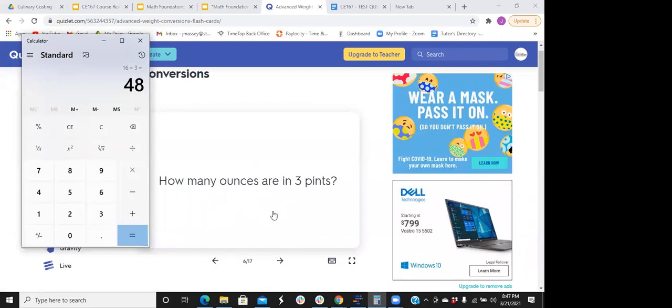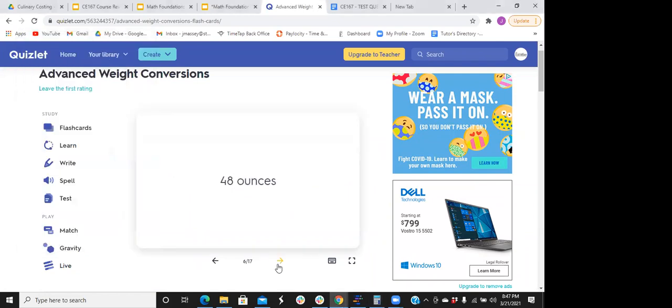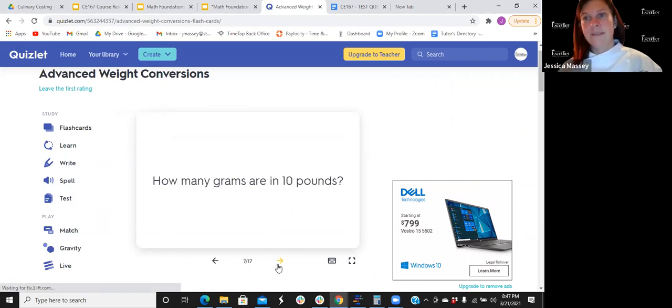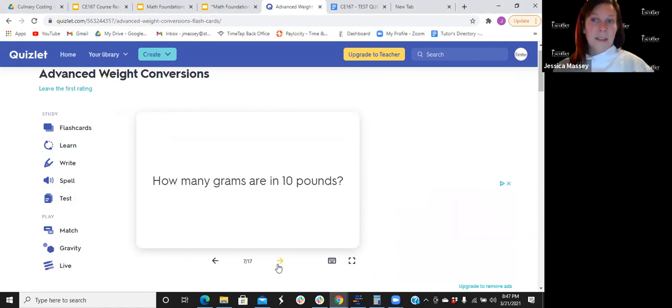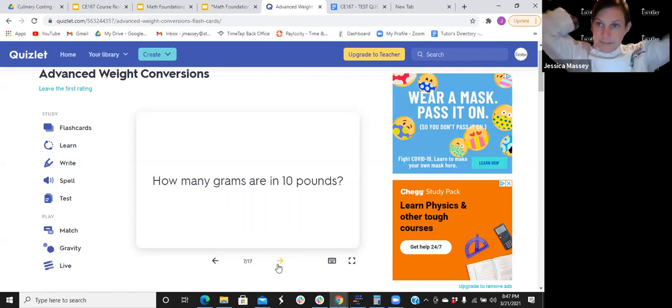Okay, thank you. Did that help some? Yeah, a bit it did. Definitely. And again, some of those things are just on that cheat sheet, like knowing there's 16 ounces in a pint. It's one of those things that you could find the problem once you know that. So how many grams are in 10 pounds? Again, your first step would be how many grams are in 1 pound.